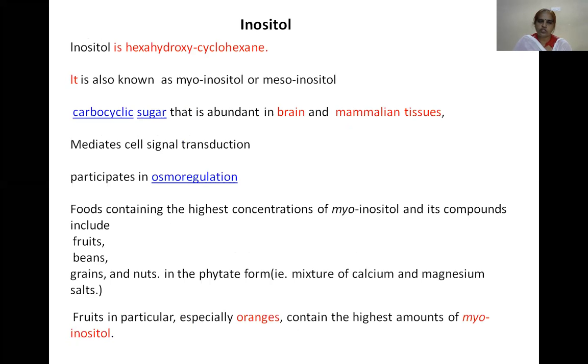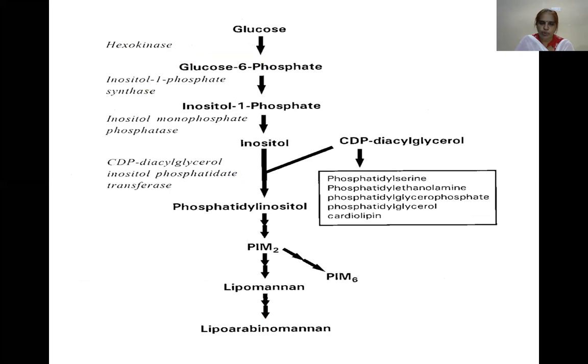Okay, inositol is also called hexahydroxycyclohexane. It exists in 9 isomers. Out of the 9 isomers, myo-inositol and meso-inositol are most important. This myo-inositol is involved in osmoregulation. It is available in fruits, beans, grains and nuts, in the form of phytates. Phytates are a mixture of calcium and magnesium salts. The most important thing is that orange contains the highest amount of myo-inositol.